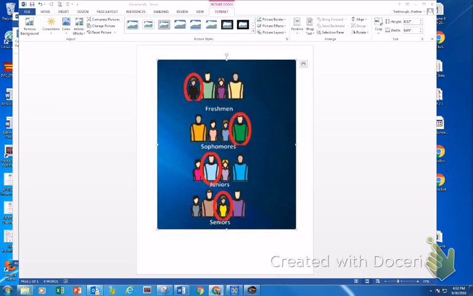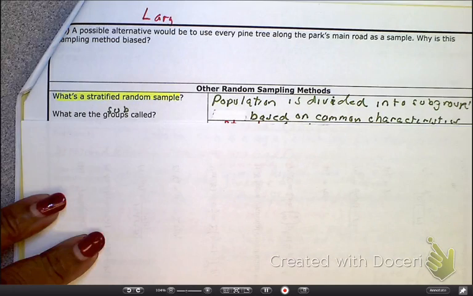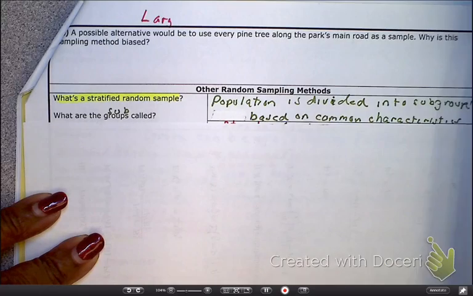Okay, let's get in formation. But the formation that we are looking at now is other random sampling methods. Specifically, what you're looking at now is the idea of what a stratification is. Okay, so what is a stratification?